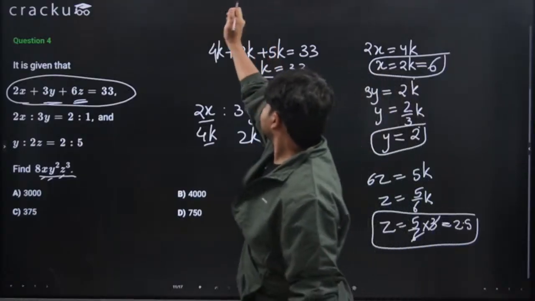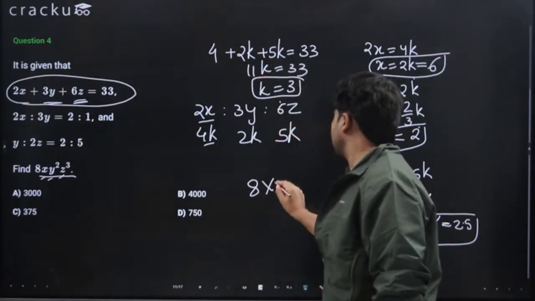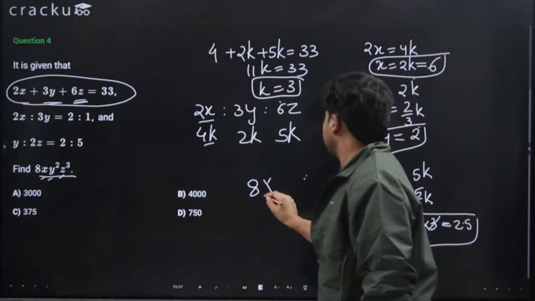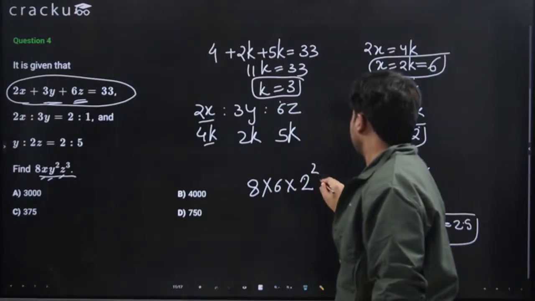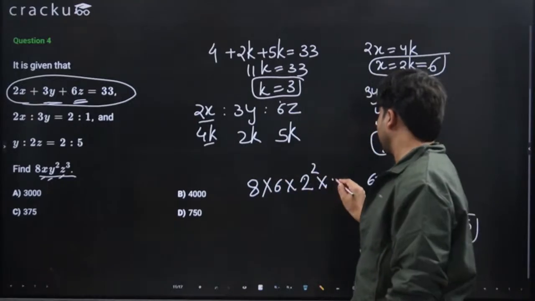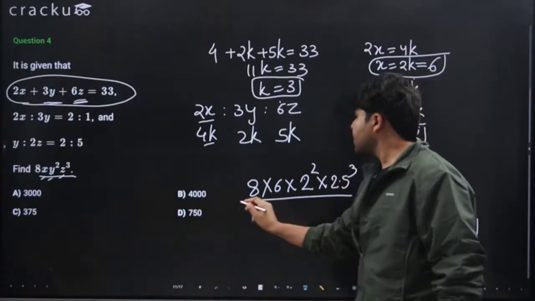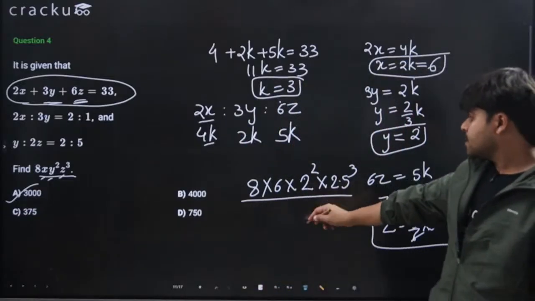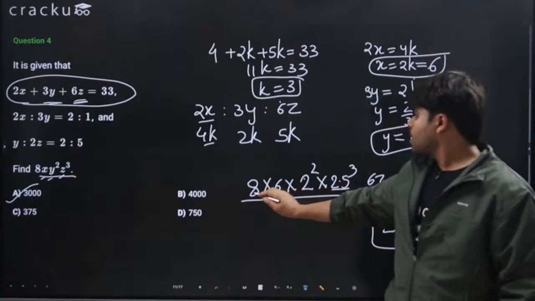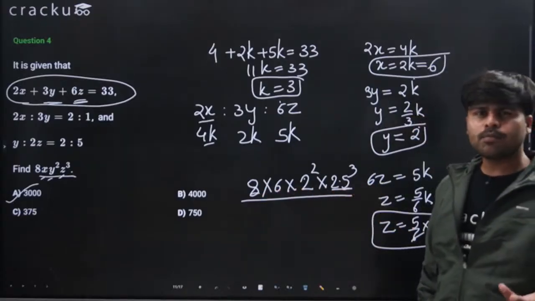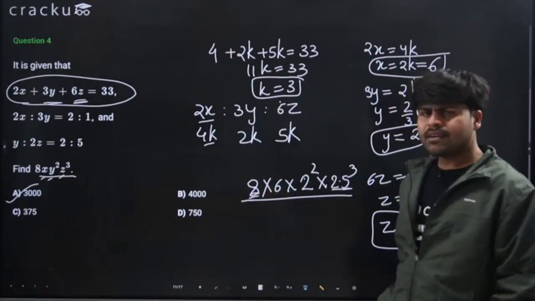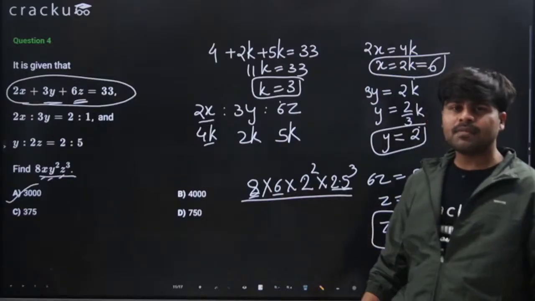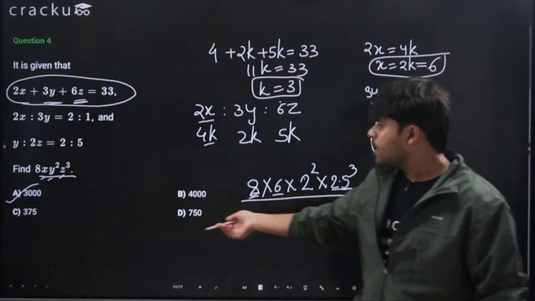So we have 8 times x squared, which is 6 squared, times y, which is 2, times z cubed, which is 2.5 cubed. If you solve this, you will get 3000. I will not solve it because we have many questions, but once you try to multiply this, the cube of 2.5 is what, 3.125 maybe. You can multiply it by 8, you will get 25, and then by multiplying it by 6 times 4, you will get 3000.